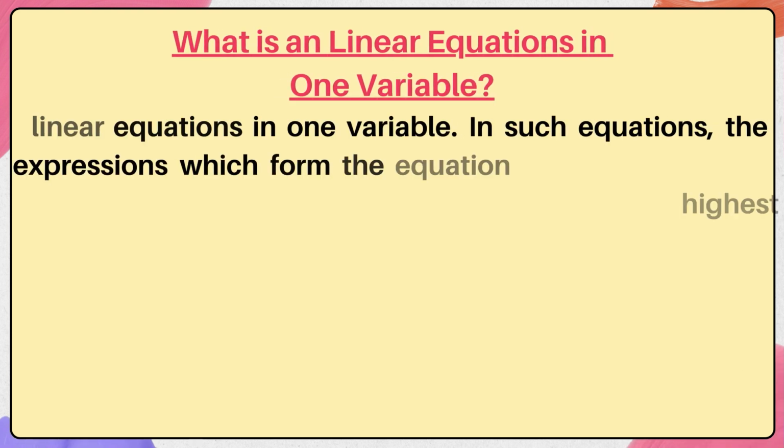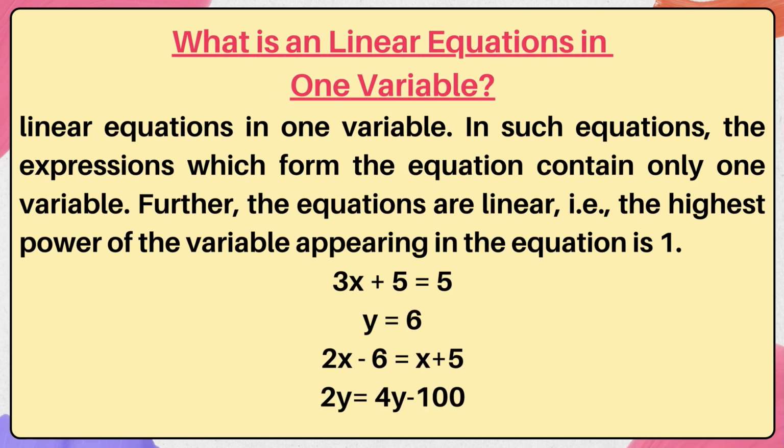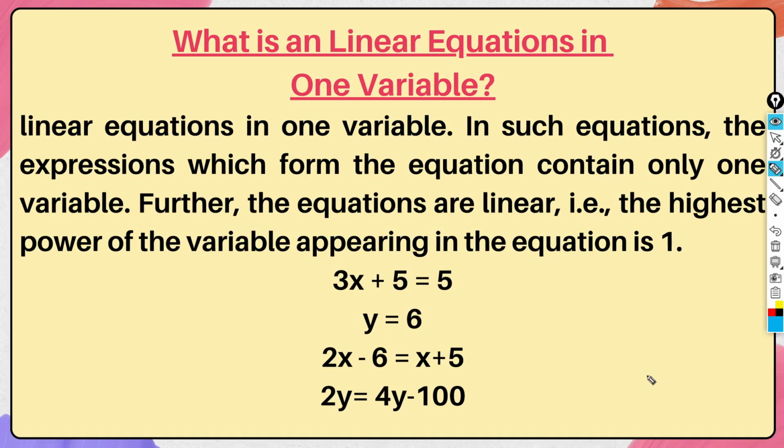So our chapter is linear equations in one variable. A linear equation in one variable is an equation where the expressions which form the equation contain only one variable. So these are examples of linear equations in one variable. Here x is only one variable, here y is only one variable, here also x is only one variable, and in the fourth one also only y is the variable.